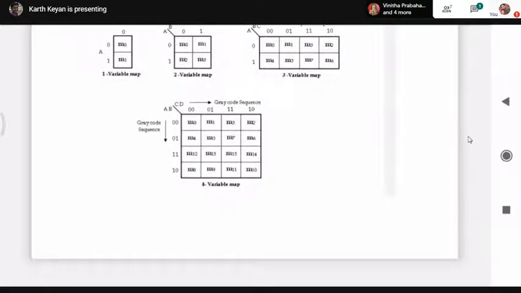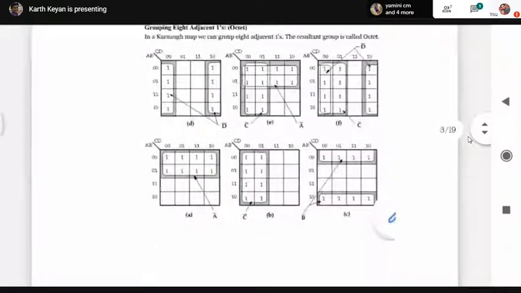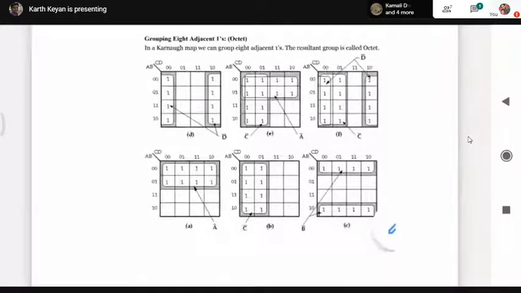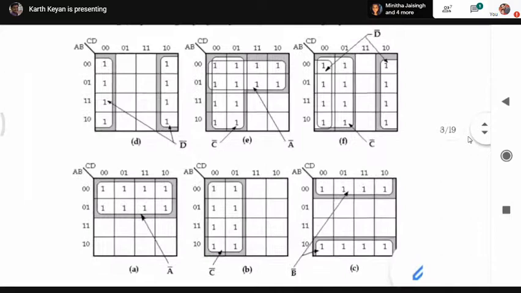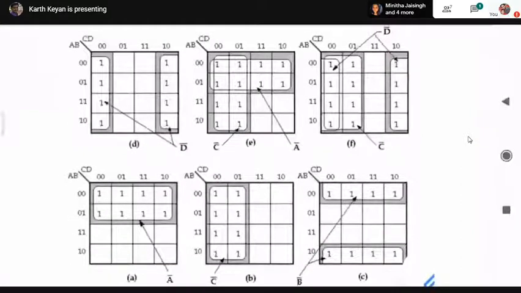Most of the time it is not possible to cover 16 cells, because at least one 0 will be there. If it is 8 cells, how do we make the groups? If I group the first column and the last column, on the left side there is no common variable. Taking the top, D bar is common, and we write that term. In the first map you will see A D bar.